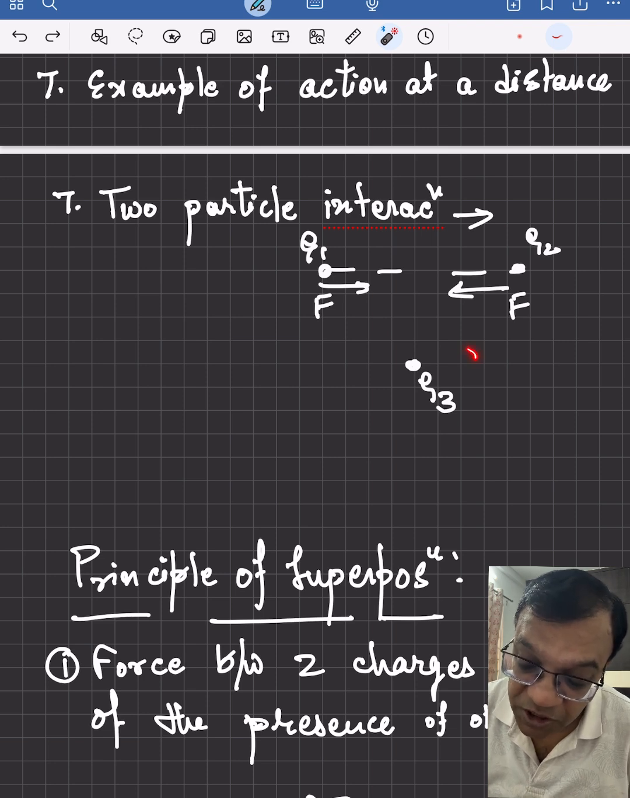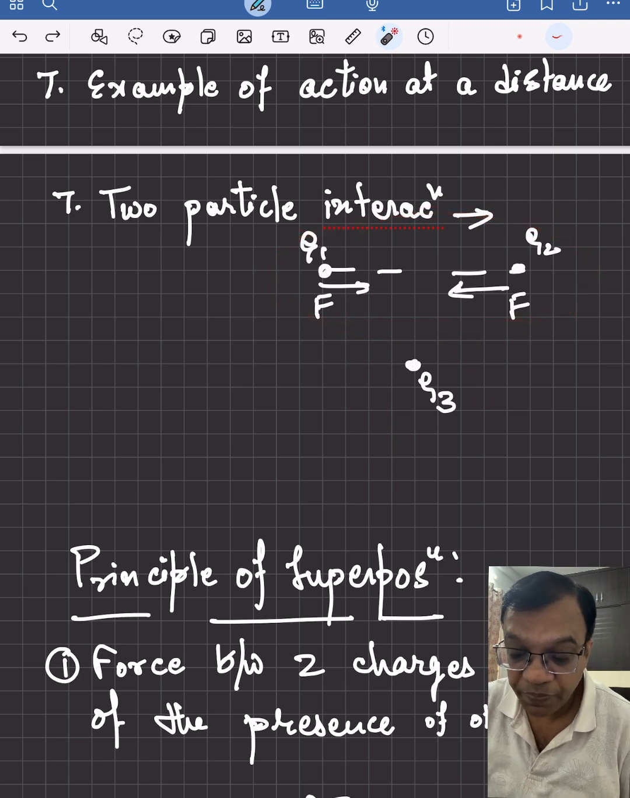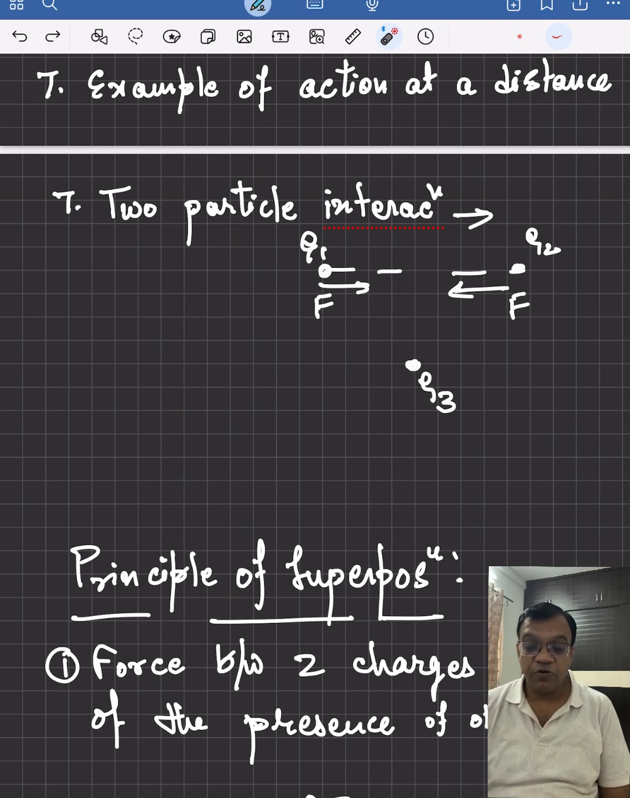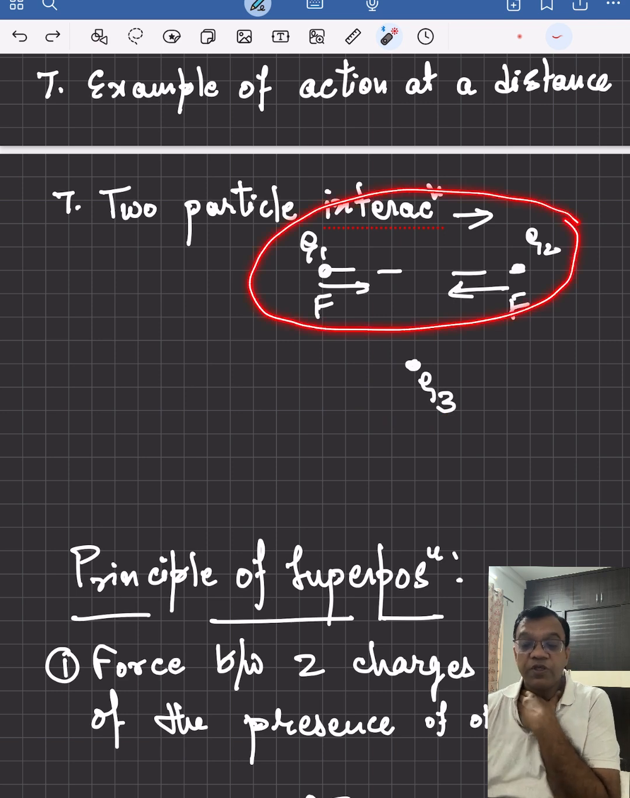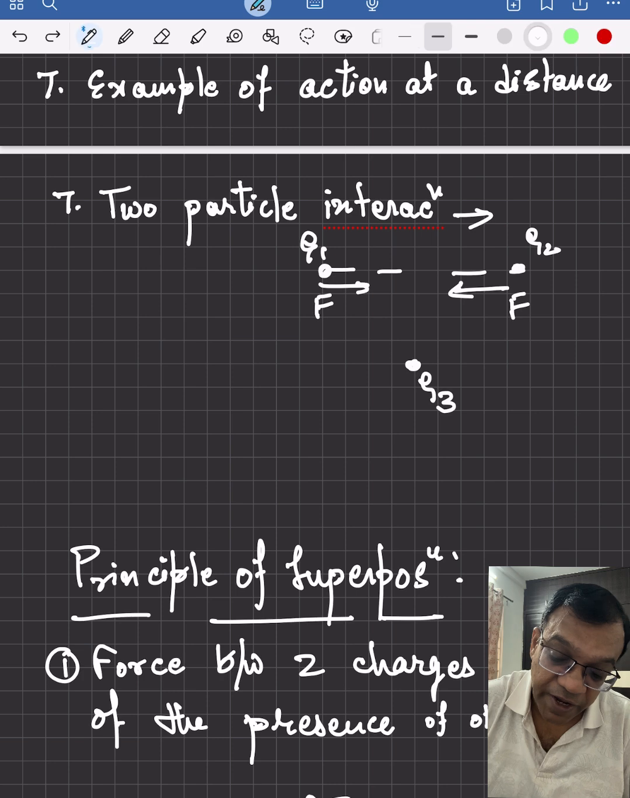Presence or absence of Q3 is not affecting the bonding of Q1 and Q2. Presence of Q3 or any other charge is not affecting the bonding of Q1, Q2. So this is a two particle interaction. The force between Q1 and Q2 is independent of the presence or absence of any other charge.